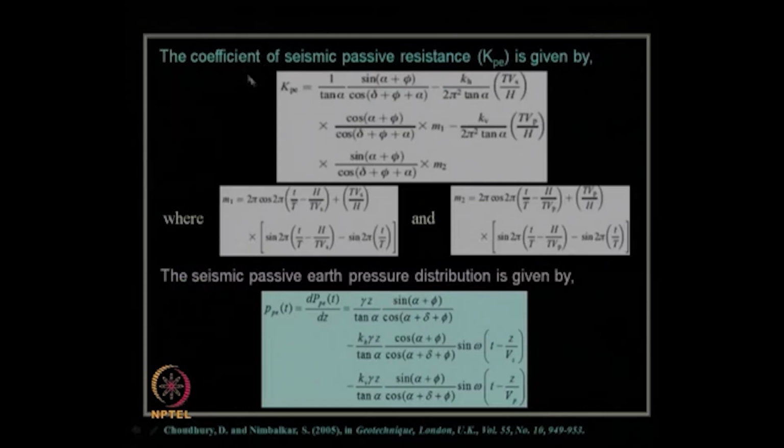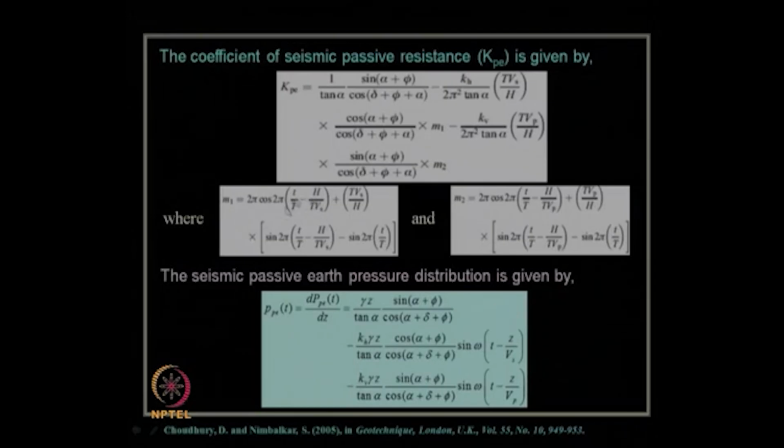Let us see what the coefficient of seismic passive resistance is. The coefficient of seismic passive resistance is nothing but our final design value, which designers will always look for when they are doing the design of any retaining wall. This is the closed form expression for KPE. In this case, M1 and M2 are expressed by this. You can see over here this parameter small t by capital T. This capital T is nothing but the time period, which is related to omega, that is frequency, as we all know, and this small t is nothing but the duration of earthquake.